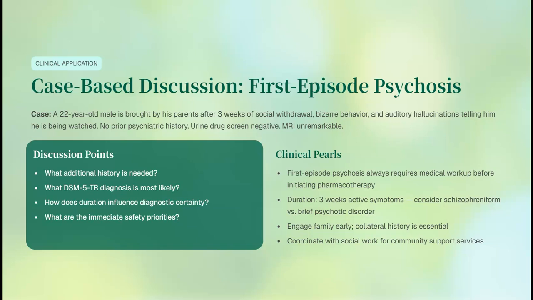So what kind of other history do we need? Put your thinking caps on. What other history are we missing? Do we know anything about the family history? Is there a family history of psychotic or mood disorders? What about substance use? You're probably thinking, well, Dr. Gardner, his urine drug screen was negative. Okay, but we need to still ask about substance use. Even though that screening is negative, what if he had prior substance use? We need to know details. We need to ask the question.